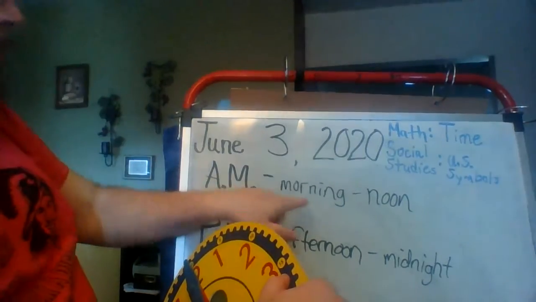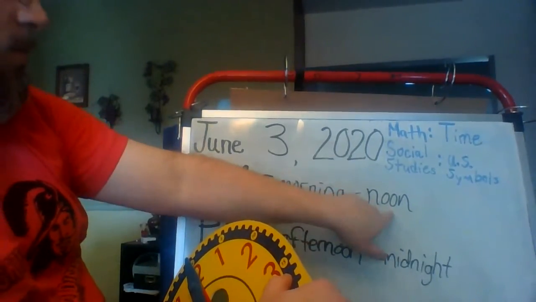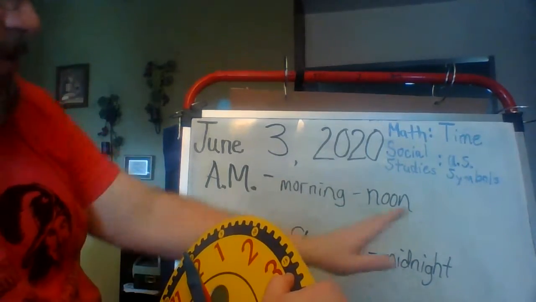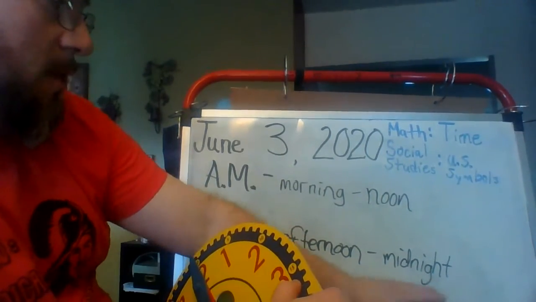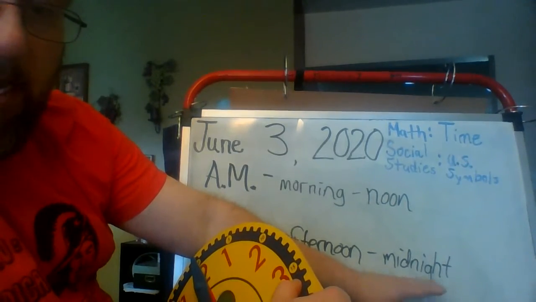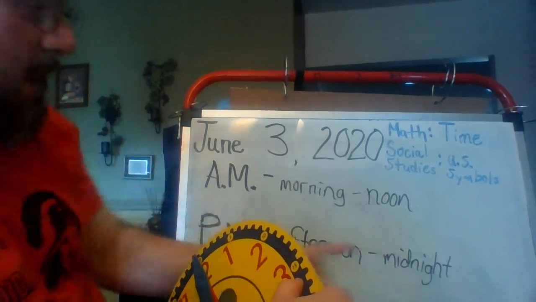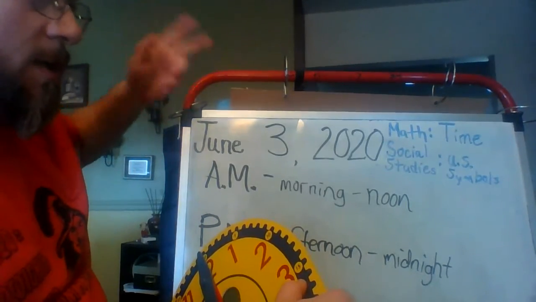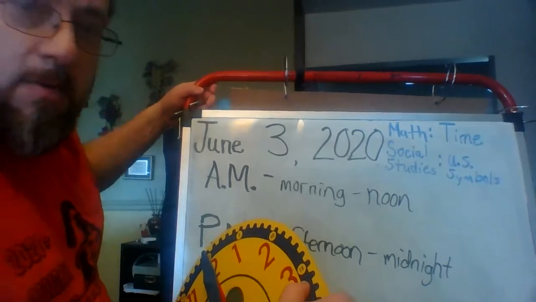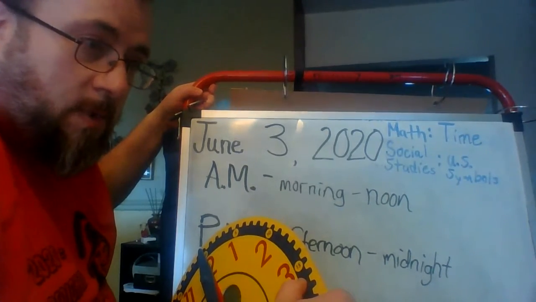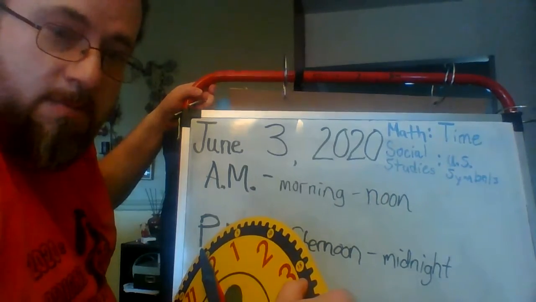AM from morning until noon. This is early day. PM afternoon until we hit that 12 o'clock midnight time at night while we're sleeping. And then that midnight time is the first AM time. So midnight and noon are the cutoffs for AM and PM. Noon is the first PM time. Midnight is the first AM time.